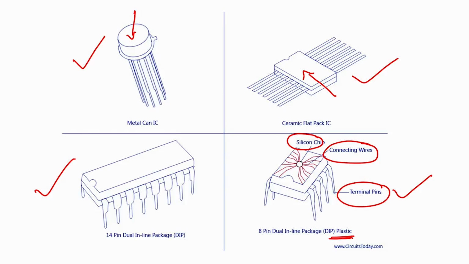So, when you come across these different kinds of integrated circuits, do not get confused, they are all integrated circuits, it is only the way they are fabricated or packaged. It can be a metal package, it can be ceramic flat, it can be 14 pin, it can be more pins, it can be DIP, it can be DIP plastic, right. So, do not get confused with that terminology, it is all integrated circuits. Okay. So, let us move to the next slide.